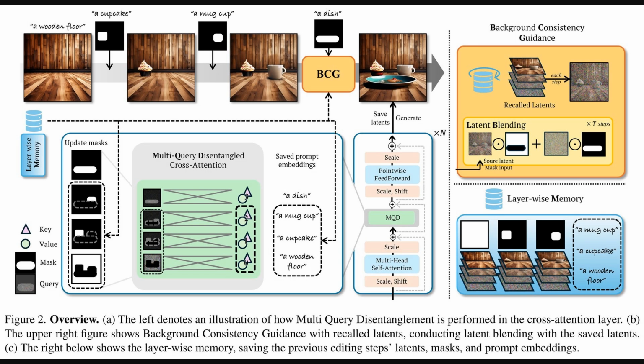Building on that layer-wise memory, this next diagram really unpacks the system's core. We see it sequentially adding items, a cupcake, then a mug, and finally a dish, to a wooden floor scene, all guided by simple text prompts. Two key components are highlighted. First, background consistency guidance, or BCG, which uses those stored latent representations from the memory to keep the background stable during these edits. And second, multi-query disentanglement, or MQD. This operates within cross-attention layers, which are parts of the AI that help it relate text prompts to specific image regions, using saved prompt embeddings, the AI's understanding of the text, to ensure new objects blend in naturally.